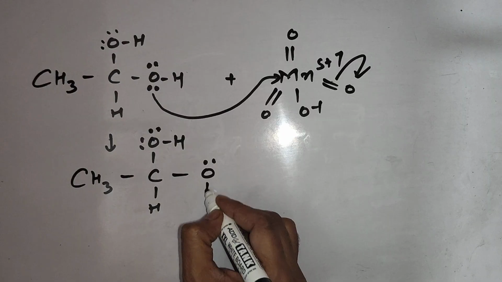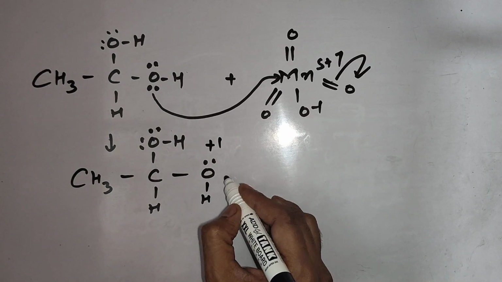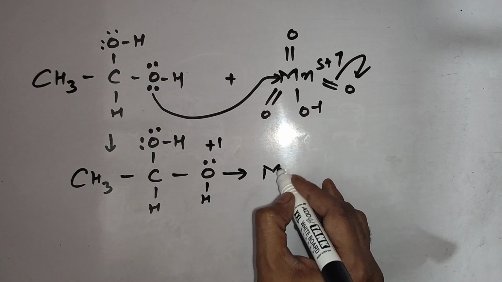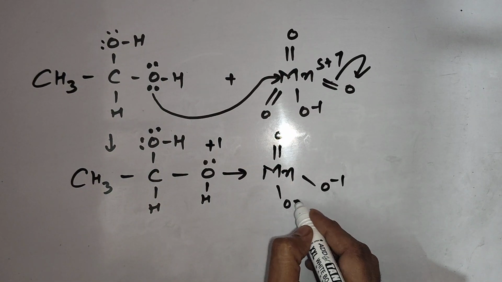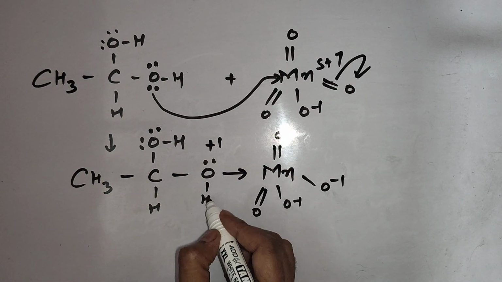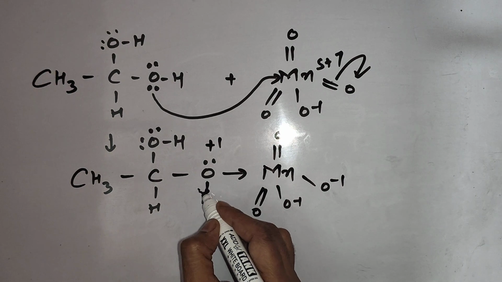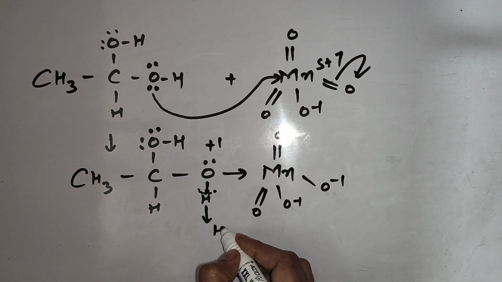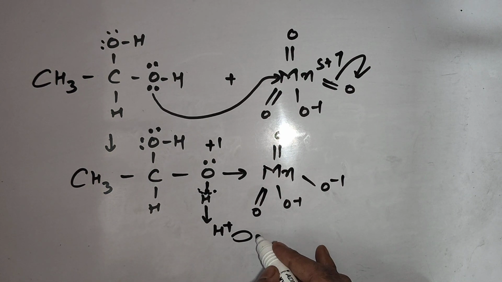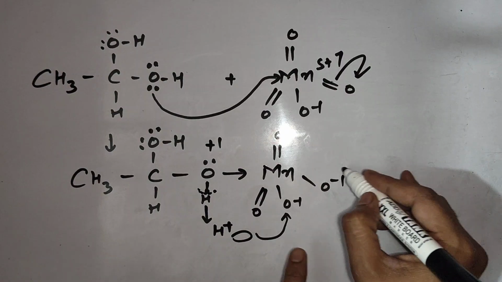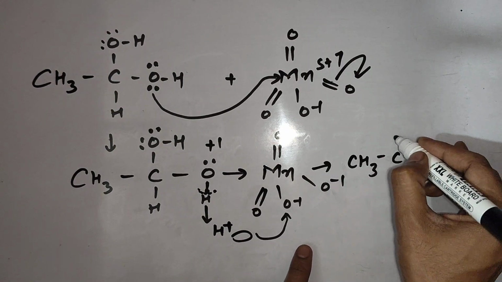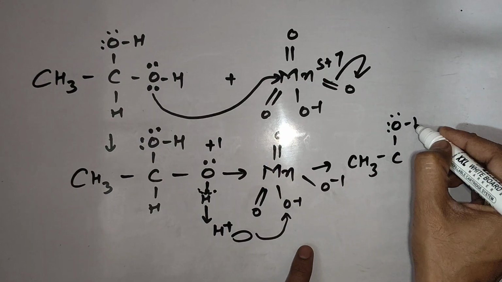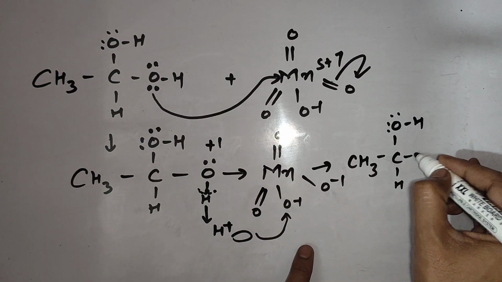Again, this oxygen will become unstable with a +1 charge and will make a dative bond with Mn. Here negative charge, here double bond. For stability, it will break bond from H, due to which H positive ion will release out with a vacant orbital, which will combine with O negative. And again, there is a generation of manganate ester.